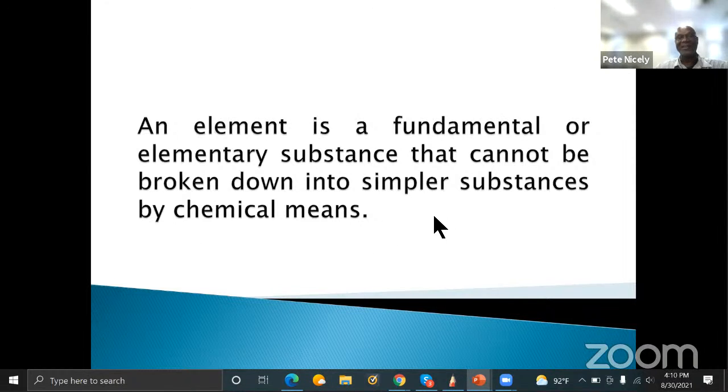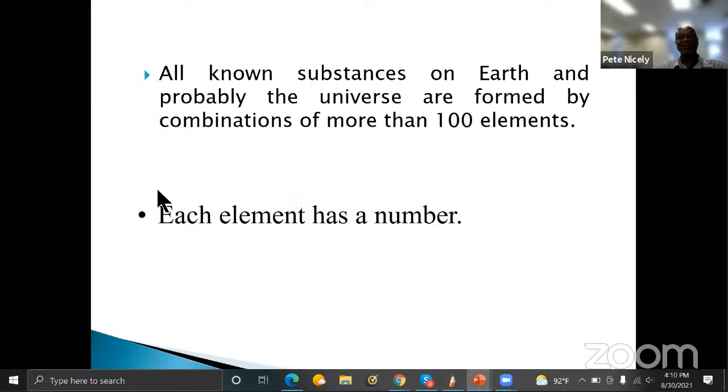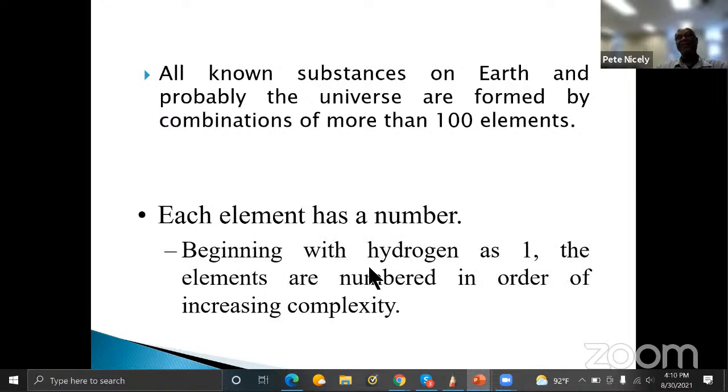So the definition of an element is basically a substance that cannot be broken down further by a chemical reaction, all right? Now, of course, we know that the elements are what make up all the substances that exist on Earth. And as stated here, all known substances on Earth and probably the universe are formed by combinations of more than 100 elements. Each element has a specific number that is used to identify it, beginning with the first and simplest element, hydrogen, and that number is 1, right? And then what you'll find is that the other elements will have higher numbers because their complexity will be increasing as you go from one element to the next.